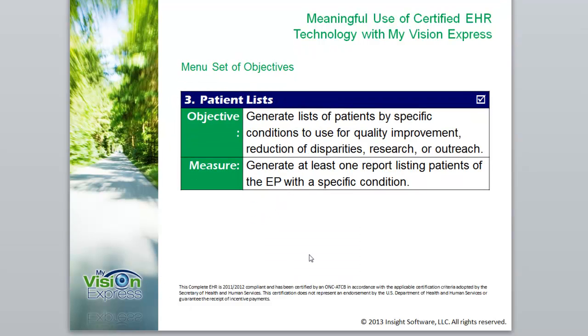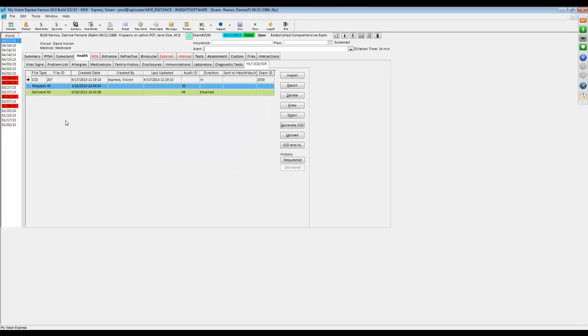Number 3 is patient lists. So the objective is to generate lists of patients by specific conditions to use for quality improvement, reduction of disparities, research, or outreach. The measurement is to generate at least one report listing patients of the EP with a specific condition. Now, in order to do this in My Vision Express, it's rather easy. It's a third one that I do recommend.